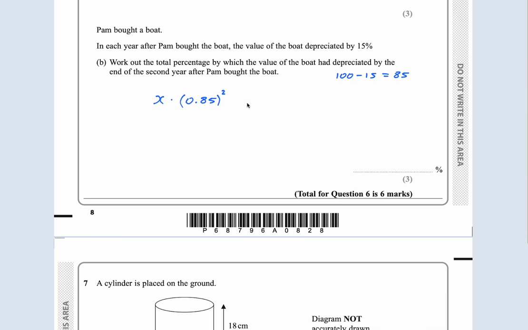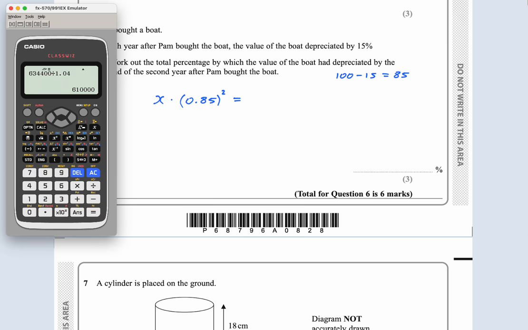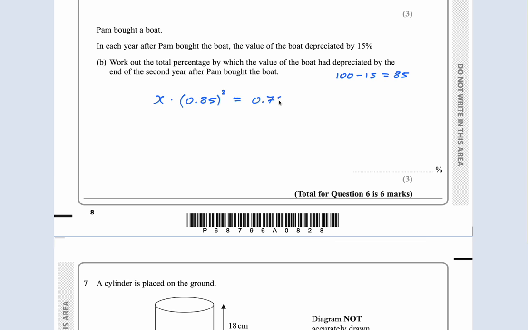Okay, so X times this, but we're going to do it twice. We're going to multiply it by 0.85 twice because it's 2 years. So if we multiply it by 0.85 squared, we get 0.7225x. Okay, so now it is worth 72.25% of what it was originally.